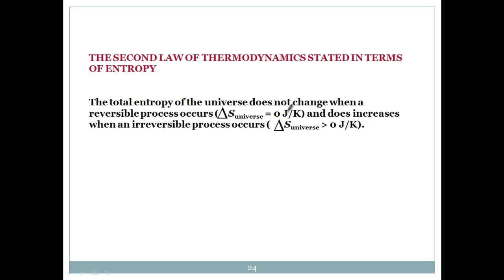And I'm just going to state the second law of thermodynamics in terms of entropy real quick. The total entropy of the universe does not change when a reversible process occurs. So if it's a reversible process, we can go back and forth. The entropy of the universe does not change. But it increases when an irreversible process occurs. So this change in entropy is always going to be greater than 0 if it's an irreversible process, but it equals 0 for reversible processes.